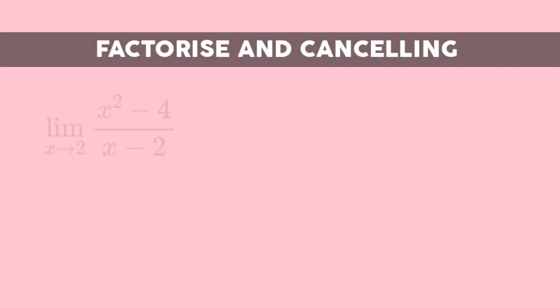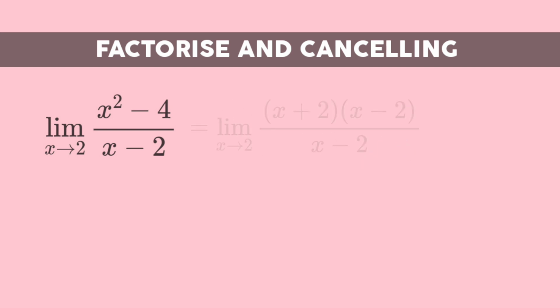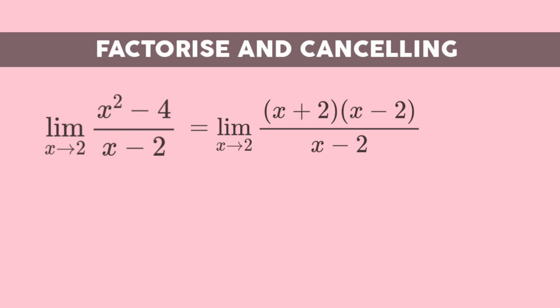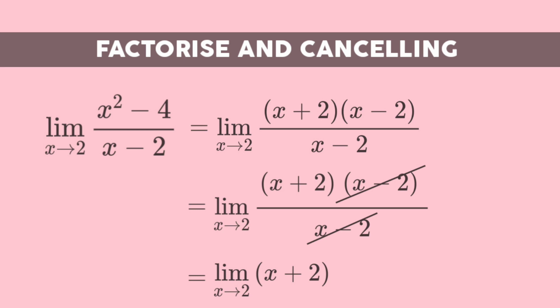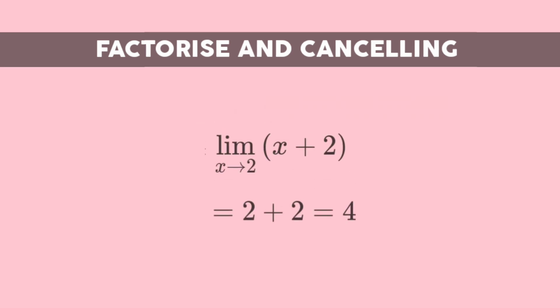Factorize and cancelling. If you ever encounter this type of limit question, when you substitute the x, it will lead you to a math error. So what you need to do is factorize the numerator first. After that, you can just cancel the same denominator and numerator. Finally, you should substitute the x and you are done.